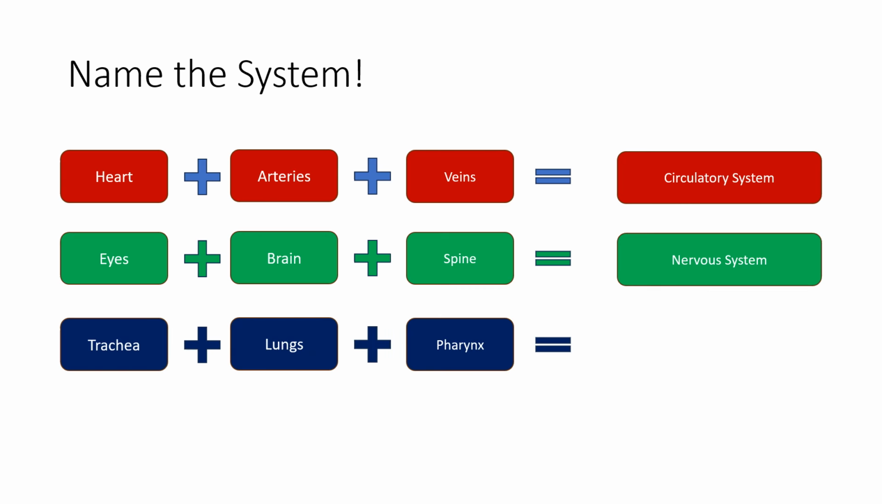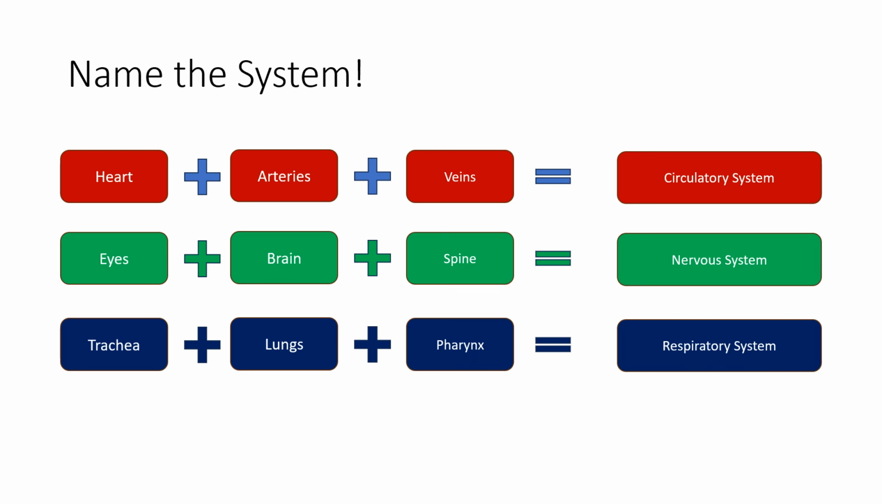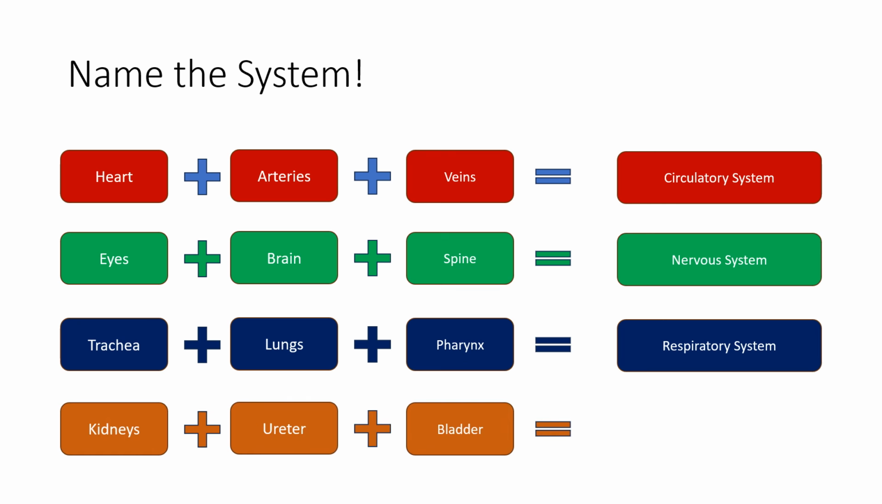Next group: trachea, lungs, pharynx. If you said respiratory system, well done. Finally, kidneys, ureter, bladder. One from the very beginning. This is our excretory system.